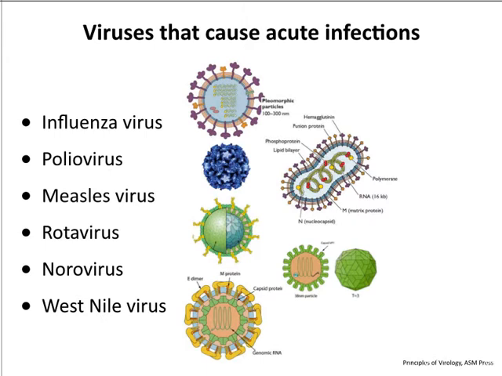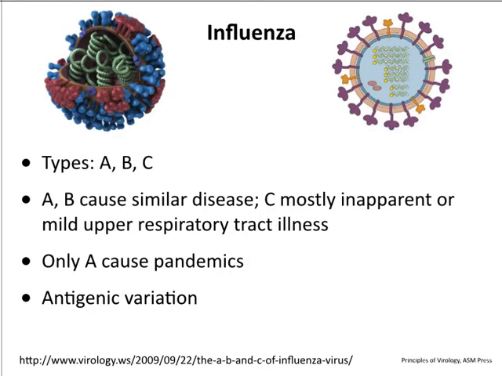So we have a couple of respiratory entry, influenza and measles. Influenza remains localized in the respiratory tract, whereas measles spreads. We have a couple of viruses acquired by the oral route, by fecal-oral contamination: polio, rota, and noro. And West Nile is spread by a mosquito vector. So influenza is an envelope virus with a segmented genome in 8 pieces.